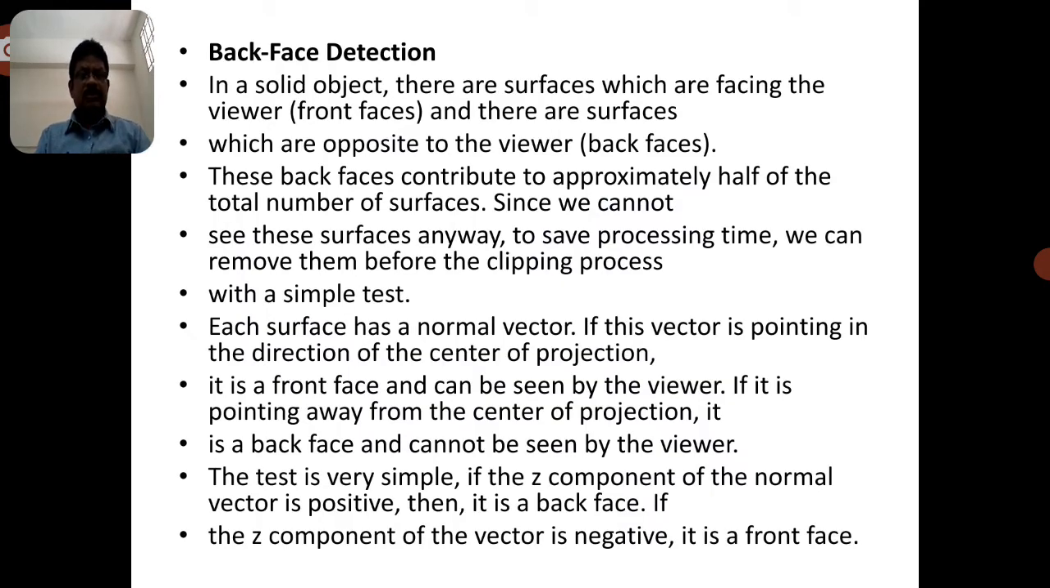First we identify the front face, which is the face facing the viewer. Then we identify the faces opposite to the viewer, which are exactly the opposite of the front view. These are the back faces. The back faces contribute approximately half of the total number of surfaces. In the front view, whatever surface is seen, similarly the back view has to be observed, but it may or may not be considered.